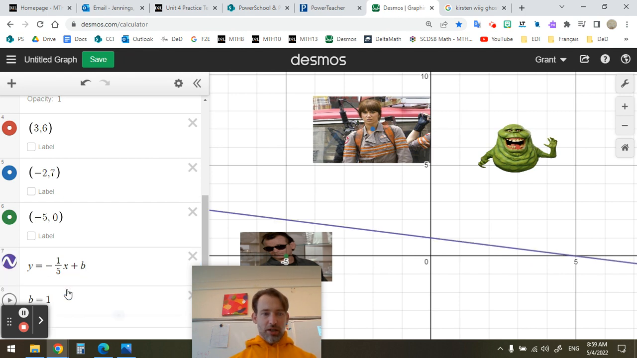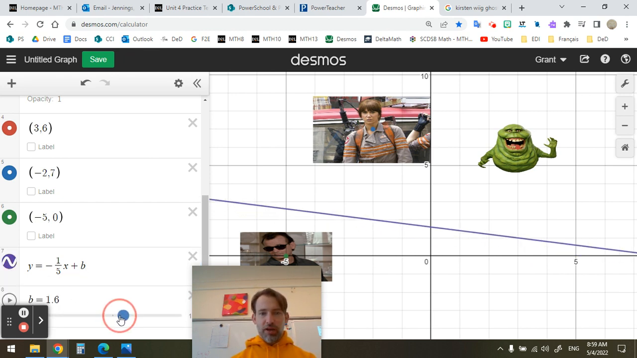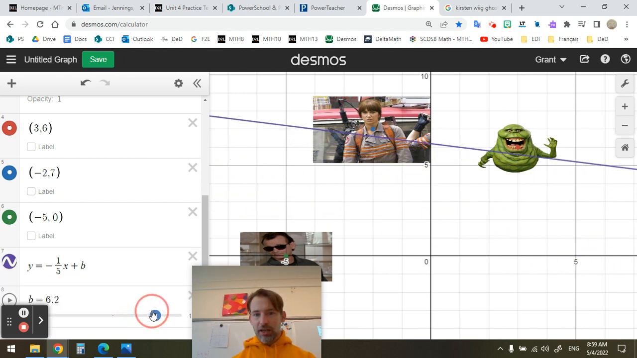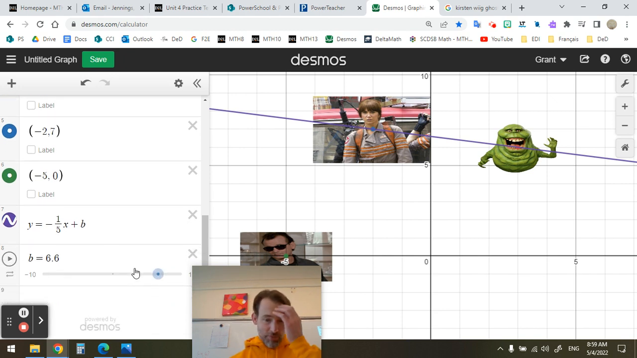I could use a slider here and just play with values and find where that is going to be. It's about there. It is about exactly there. Okay, it's actually exactly there, 6.6. All right, how can we algebraically find that?